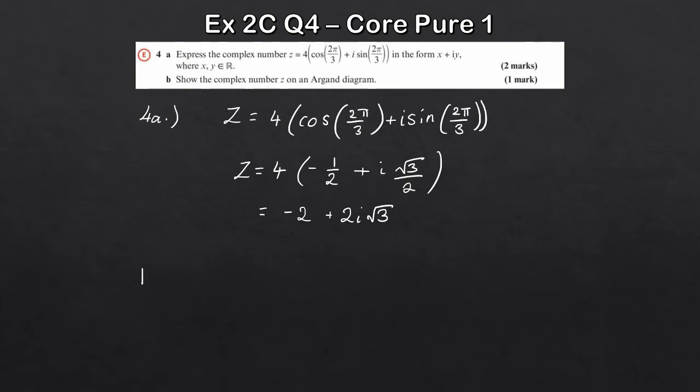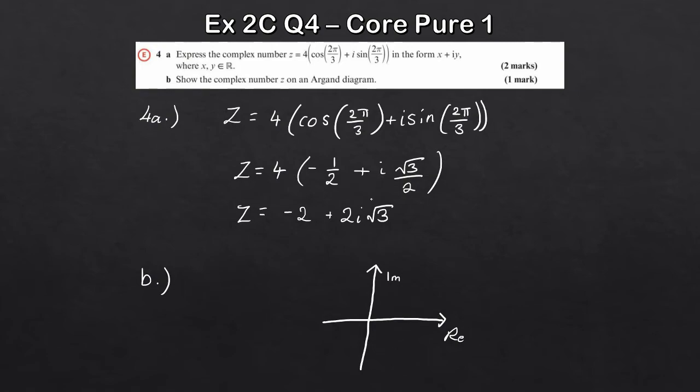And then part B just asks you to show this complex number z on an Argand diagram. So nice and easy. Make sure yours is neater than mine. I can't even draw a straight line, so I'm definitely not good at that. Remember which way your axes go. So here, your x-axis would be real, and this y-axis is your imaginary.